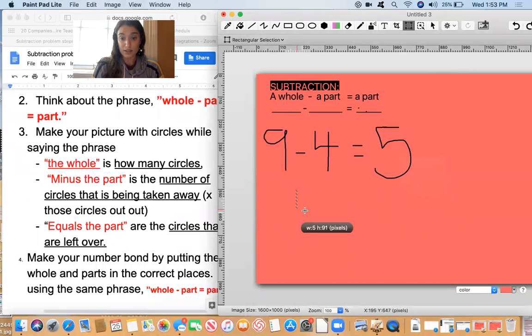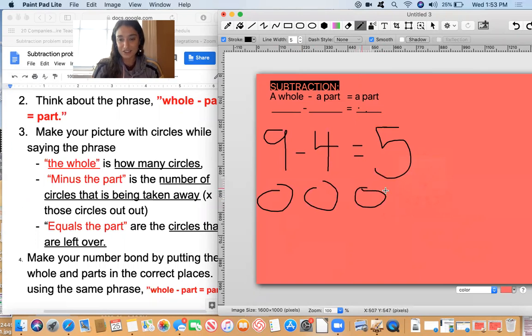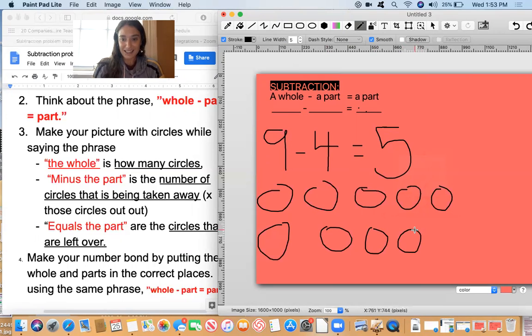1, 2, 3. Now your circles don't have to be the best. 4, 5, 6, 7, 8, 9. And we can even do our number bond at the same time.